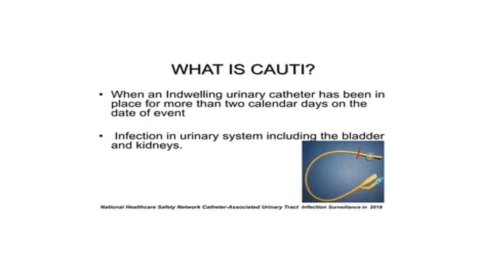So VAP, central line associated bloodstream infections, and CAUTI, all say that the sample should come positive after 48 hours of putting the line, or the ventilator, or the catheter. CAUTI means there is infection in the urinary tract system. It can be infection in the bladder, it can be infection in the kidney. But the catheter should be there for more than 2 calendar days.